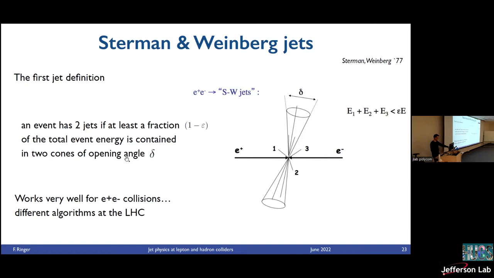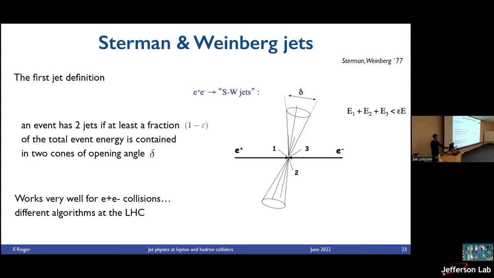So what that means in this particular configuration, we have these cones drawn around the dominant flow of energy, and they have an opening angle delta. And then the additional radiation that's also in the event, so that would be particles 1, 2, and 3. Anything that's not contained in these two jets, when you sum up their energy, has to be less than a small value epsilon of the total energy that's available. So here E is basically the center of mass energy of the e+ e- collision, or the square root of S, or Q, as the energy.